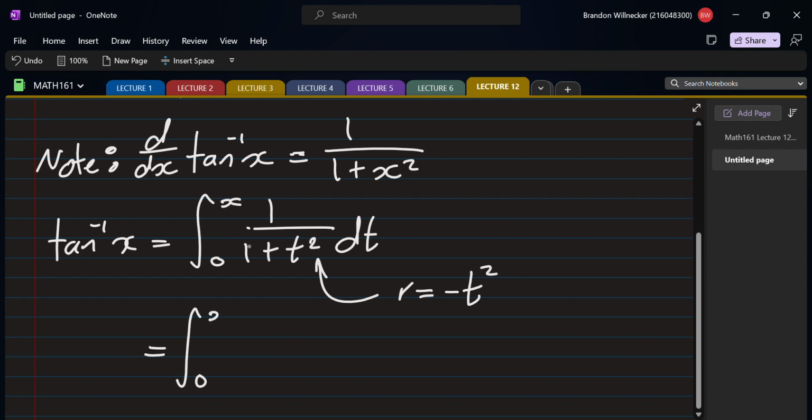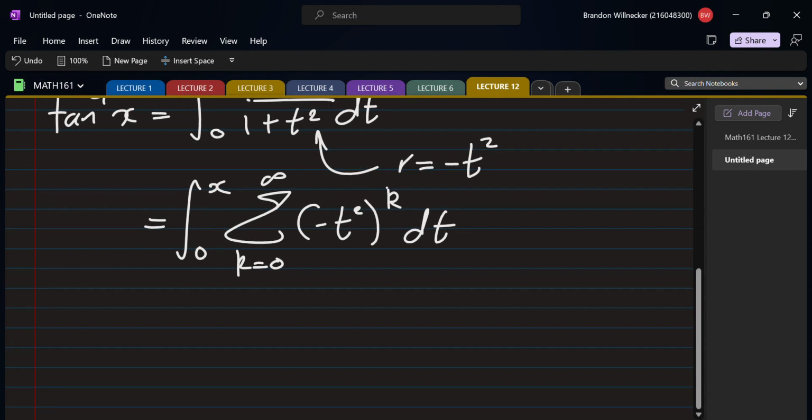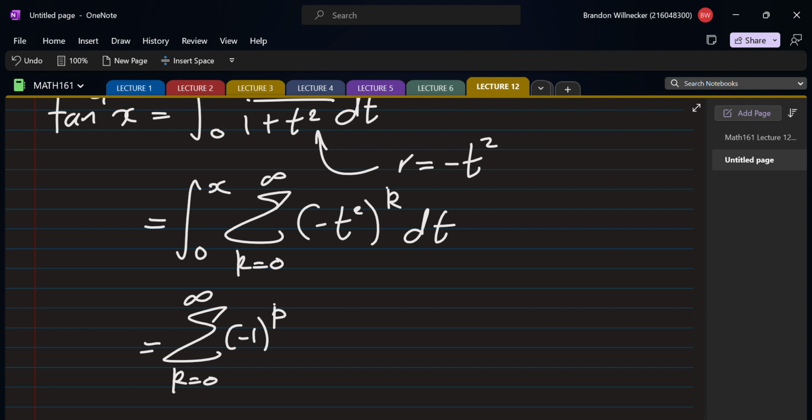So that will be the integral from 0 to x of the sum from k equals 0 to infinity of minus t squared to the k dt. Okay, we can swap the order of integration and summation, and then take some constants out, so we get the sum from k equals 0 to infinity, minus 1 to the k. Then we can have the integral from 0 to x of t squared to the k, so that's going to be t to the 2k dt.